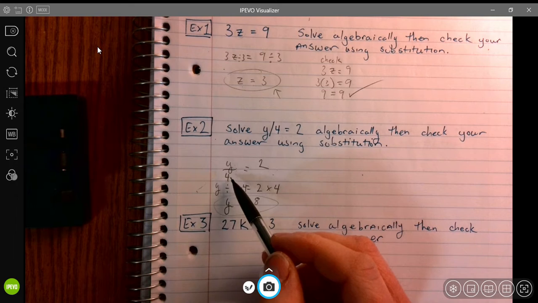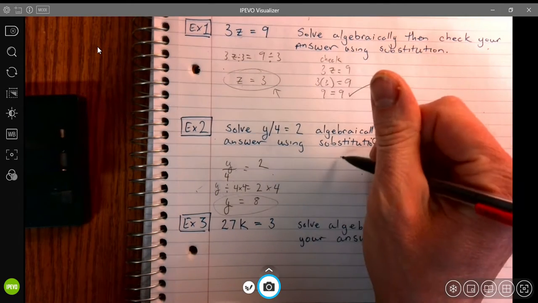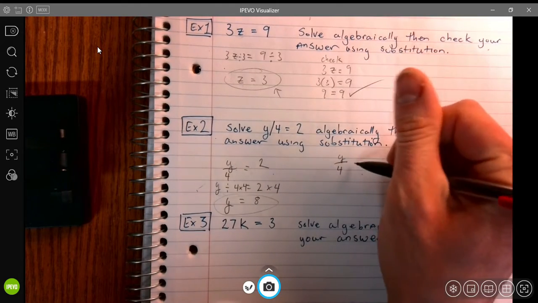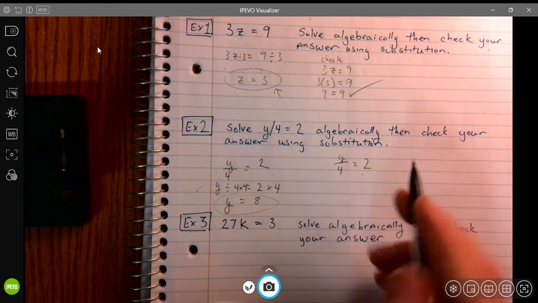Again, we're going to use substitution to check our answer. Everywhere I see a y, I'm going to go back to the original. I'm going to leave it as a fraction this time. Everywhere I see a y, I'm going to input an 8.